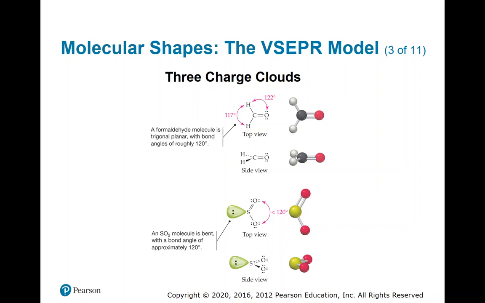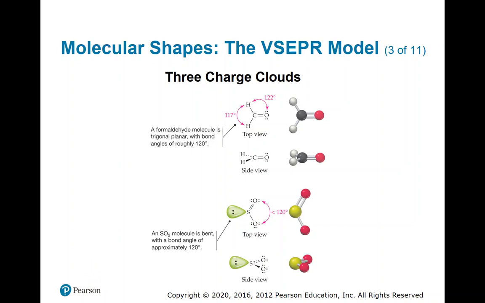Now, again, we would predict the bond angle between the oxygen, sulfur, and oxygen to be about 120 degrees, based on the fact that there's 3 charge clouds here, 1 lone pair and 2 oxygen atoms. In fact, let me go ahead and circle those. So we have 1 charge cloud here, and then 2 separate atoms that those are attached to.